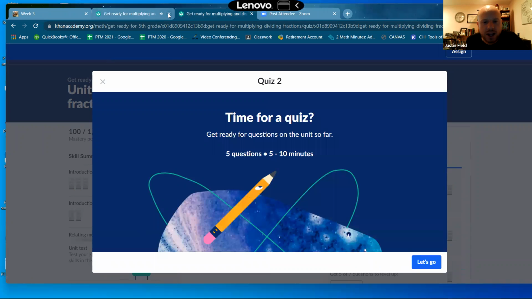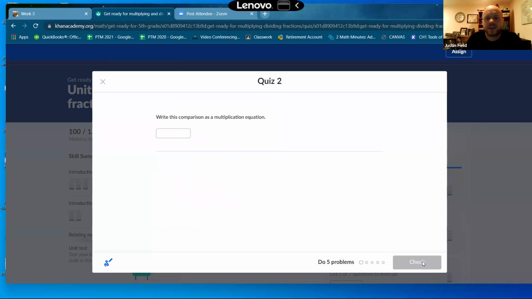All right, now let's do the last quiz, quiz 2. The number 10 is 5 times as many as 2. Write this comparison as a multiplication equation. The number 10 equals 5 times as many as 2. 5 times 2. That's what that is.